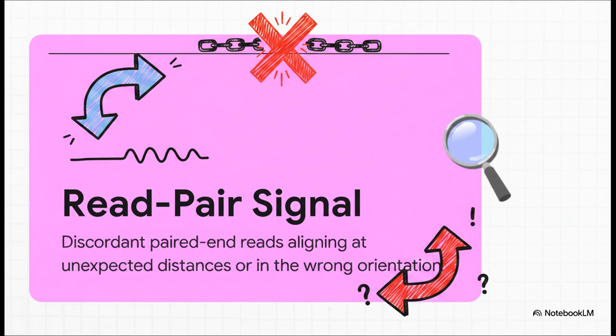Or what if they're pointing in the wrong direction entirely? Well, that gives us a discordant read pair, and that is a massive red flag that a structural rearrangement has occurred right between those two ends.